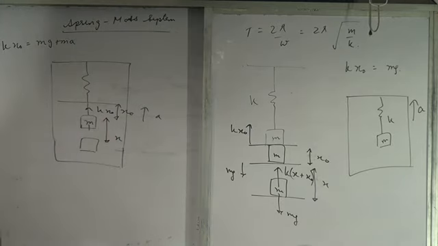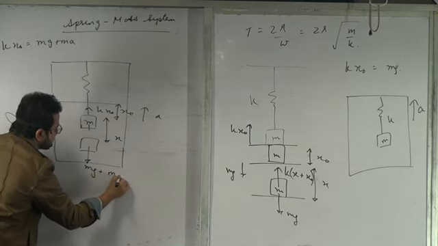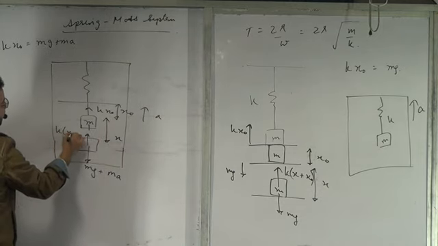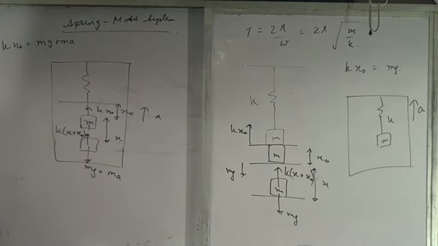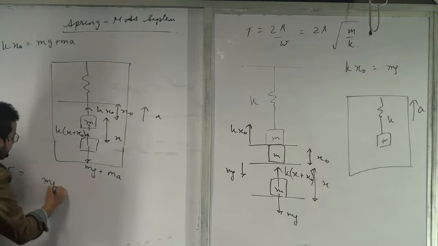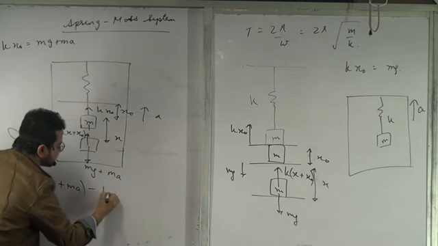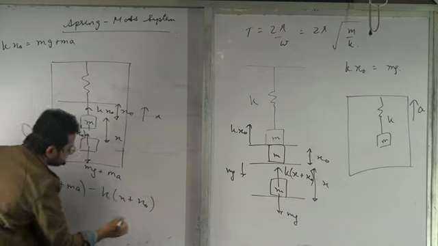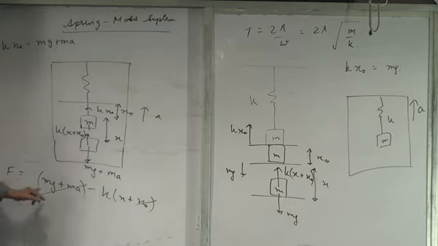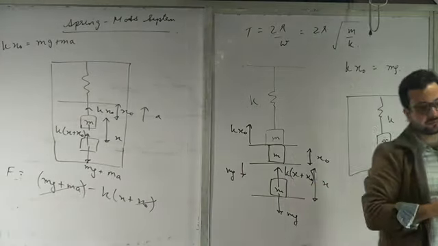Okay, now what are the forces acting on the particle? Mg is acting, Ma is also acting, and what is the upward force? The upward force would be equal to k(x plus x naught). Alright, so what will be the net force? The net force will be equal to mg plus ma, that is positive, minus k(x plus x naught). Kx naught will cancel out with mg plus ma. You'll get F is equal to minus kx. You'll find the time period the same. Any problem?